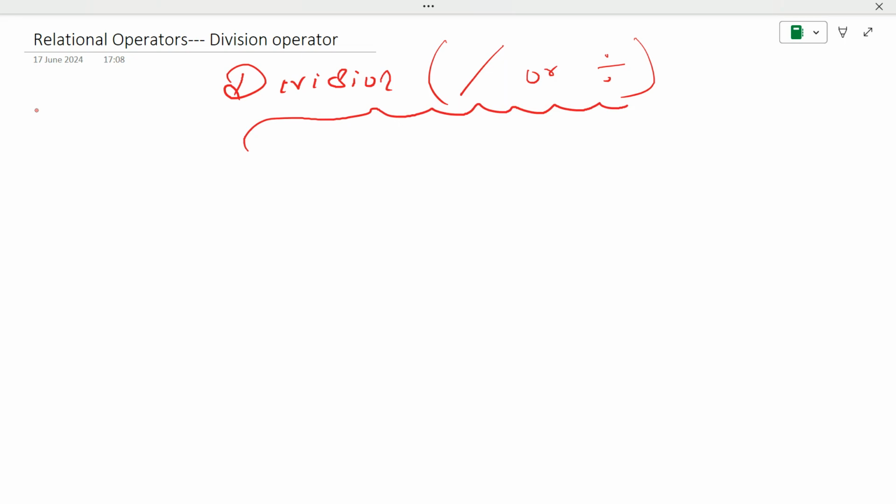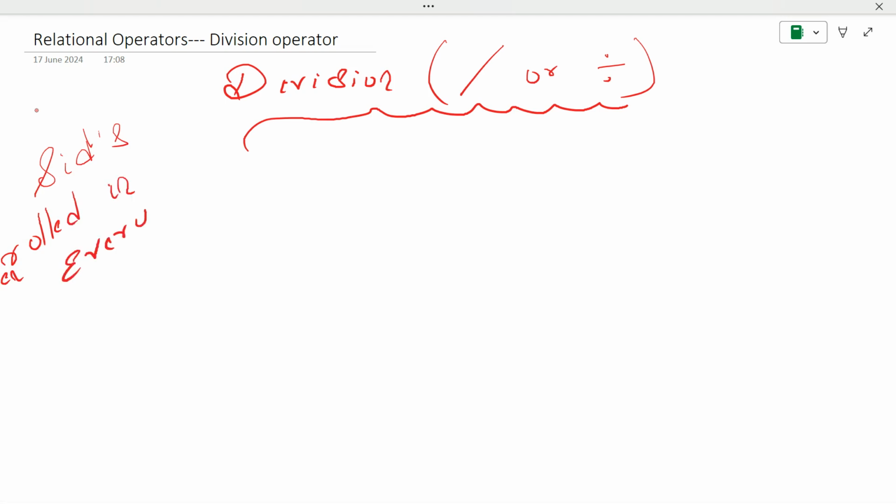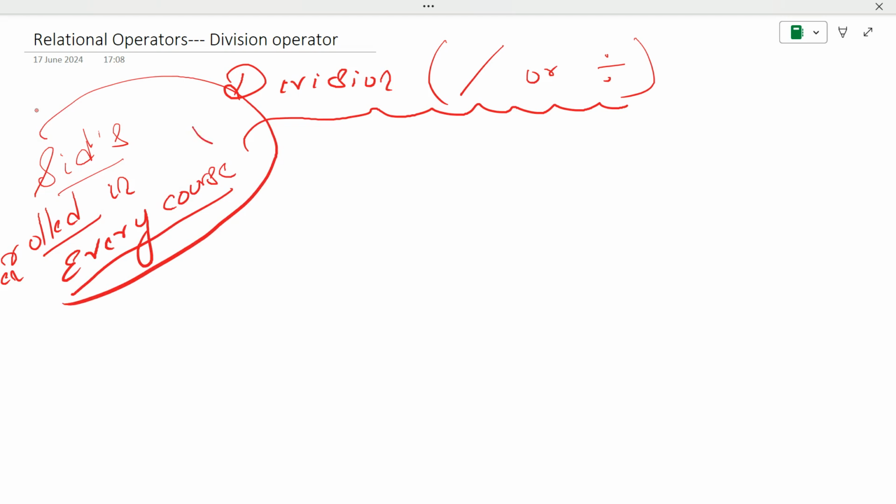So let's say for the same relation, we need to find the SIDs who have enrolled in every course. So we need to find the SID who has enrolled in every course from the course ID, right? For these kinds of situations, we use the division operator. Now how does it work, that we are going to see in this video.